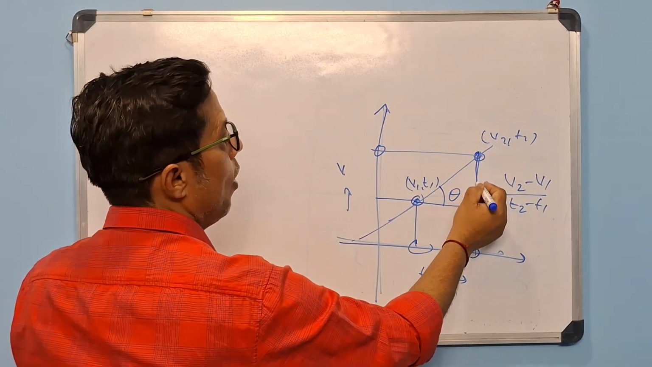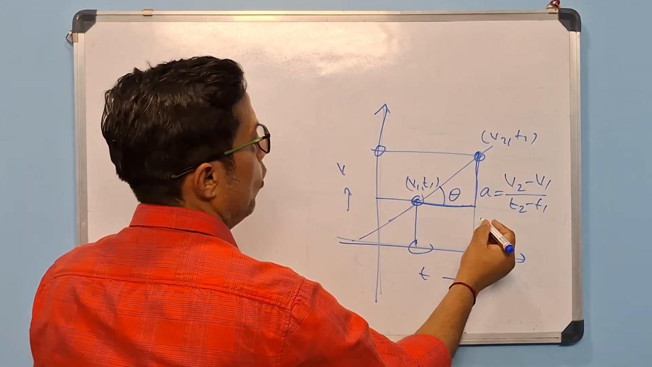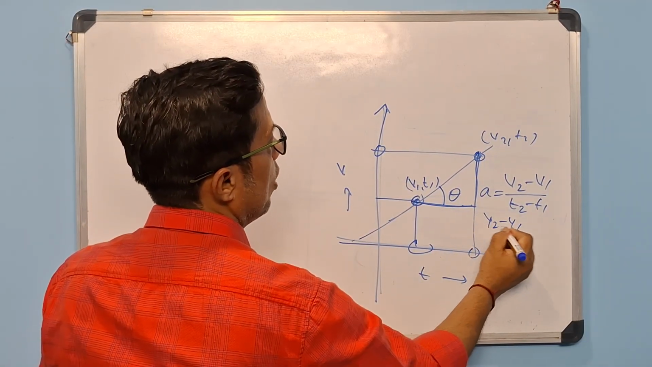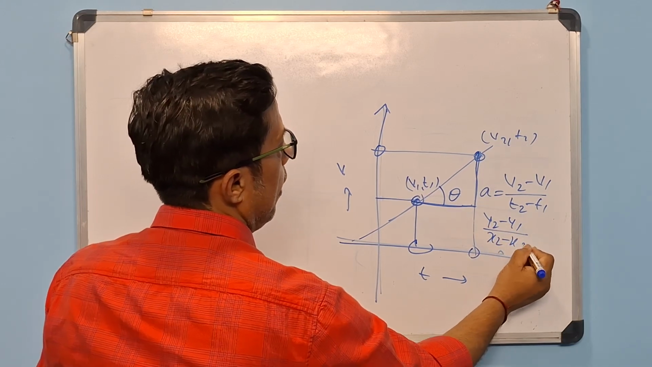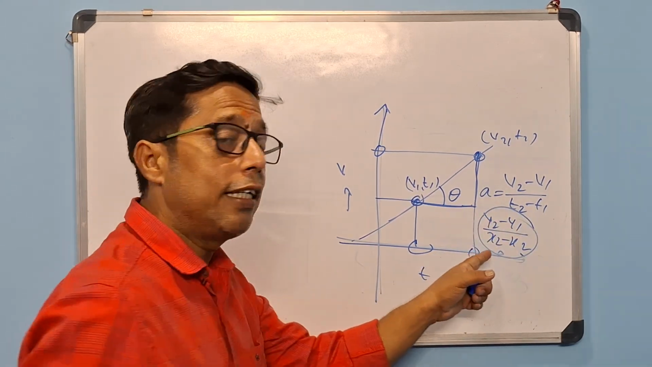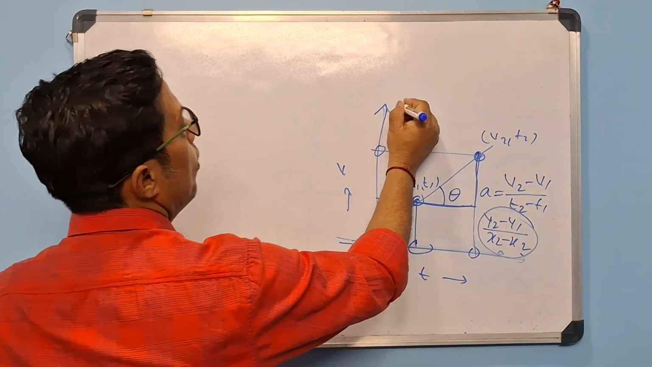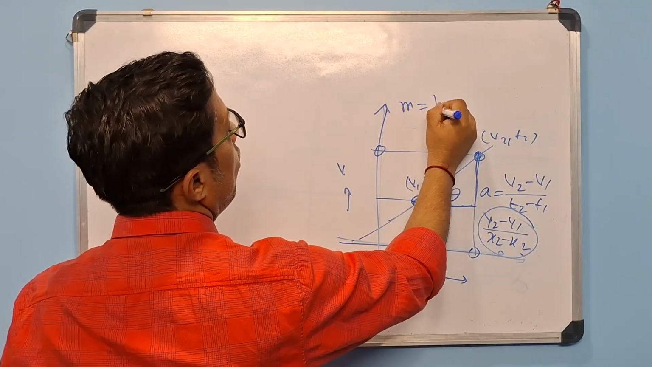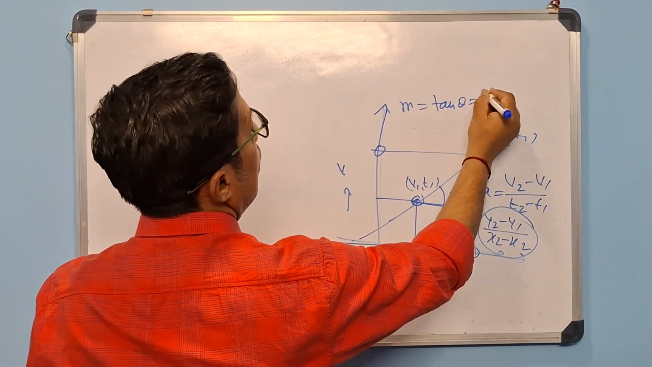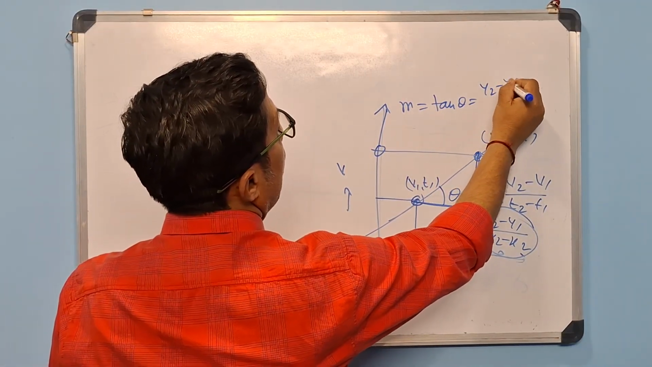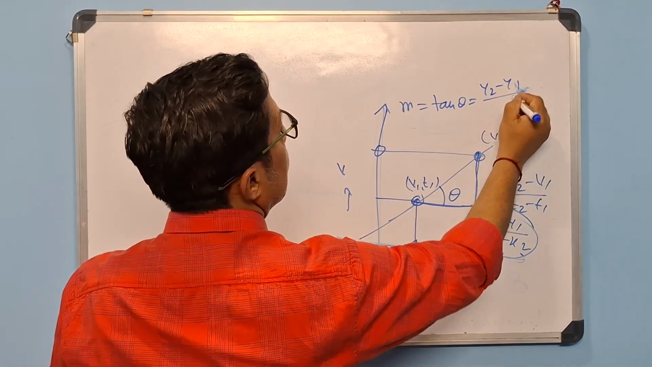Slope means y value by x value. So the y value is y2 minus y1 and the x interval is x2 minus x1. So this is the generic expression of a slope. So slope m is equal to tan theta, which is equal to change in y by change in x, right?